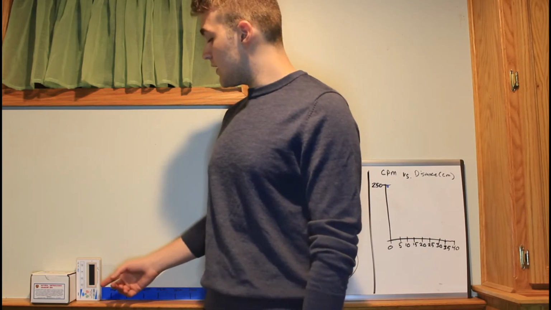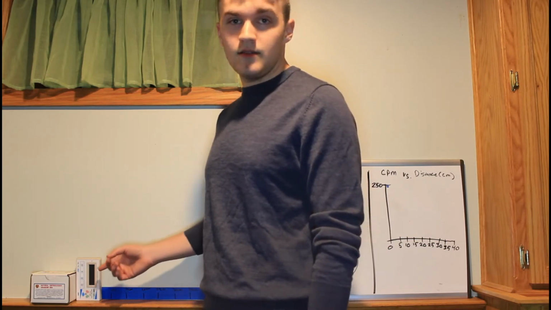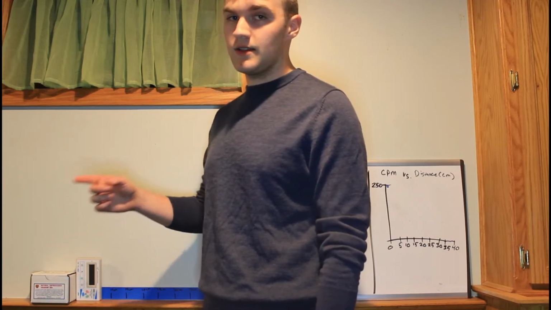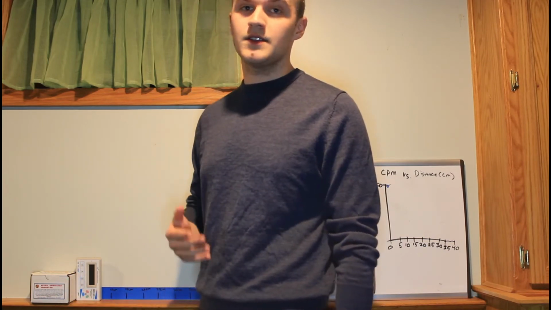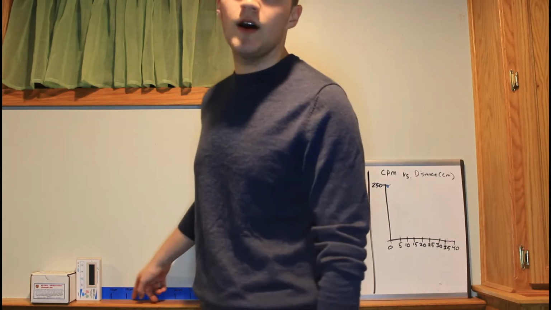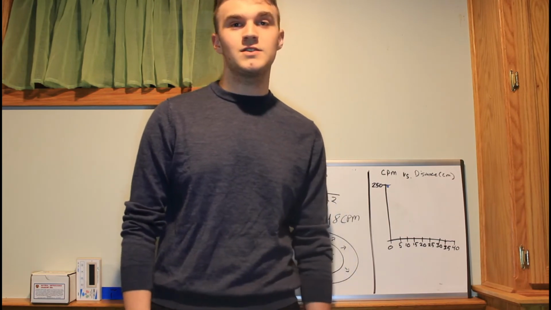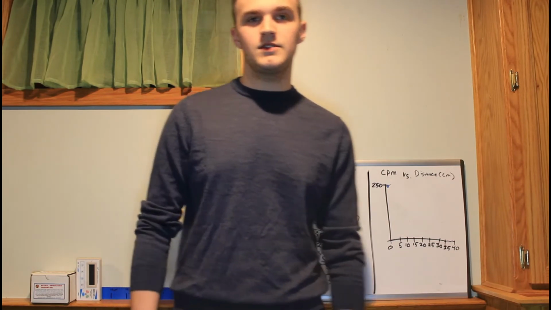We're going to take an average count per minute of this radiation source to start off with, at a radius of 0, and then we're going to move up. And we're going to log it on this graph here and see if it actually is inversely proportional to the distance squared. Let's see how that goes.